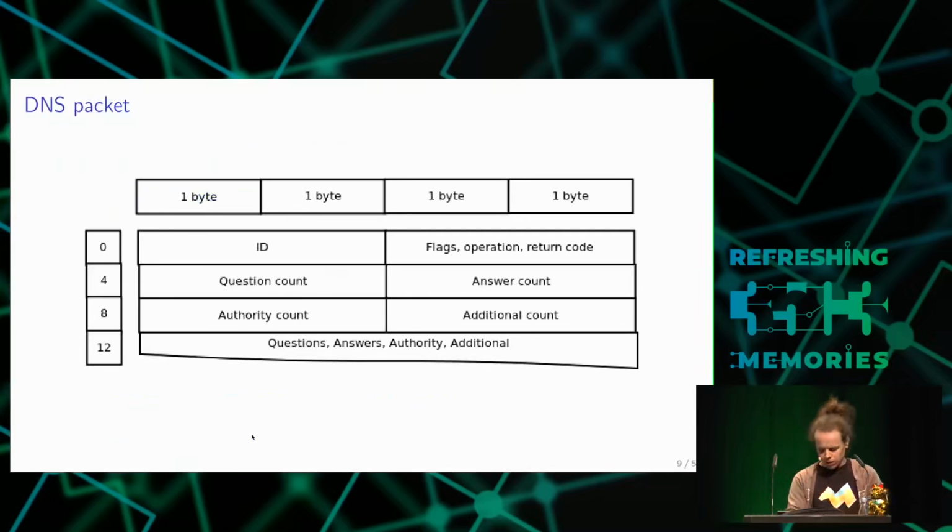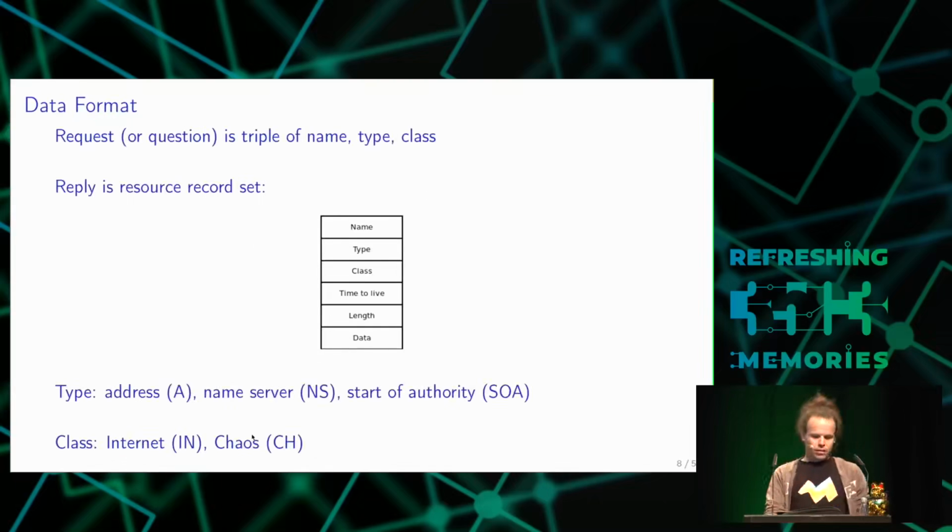How does a DNS packet look like? So we have a request. A request is this triple, and the reply is a set or a list of these triples together with a time to live and some data.